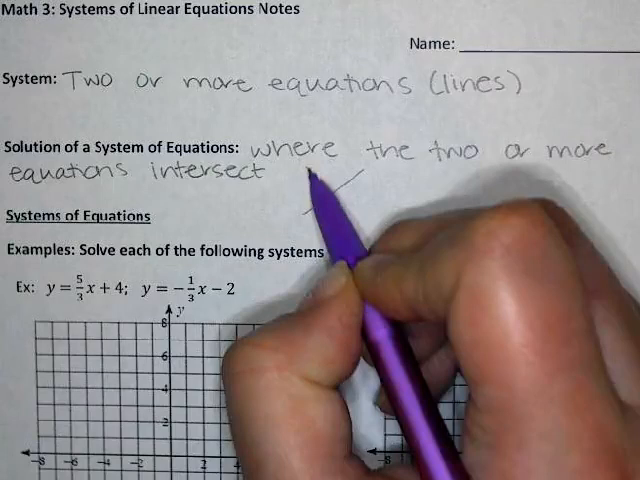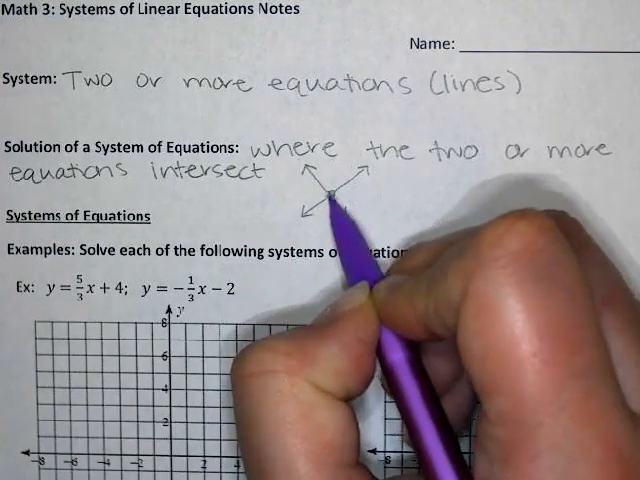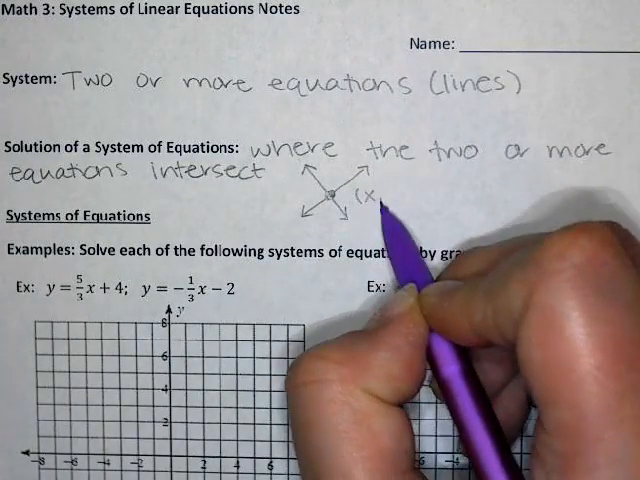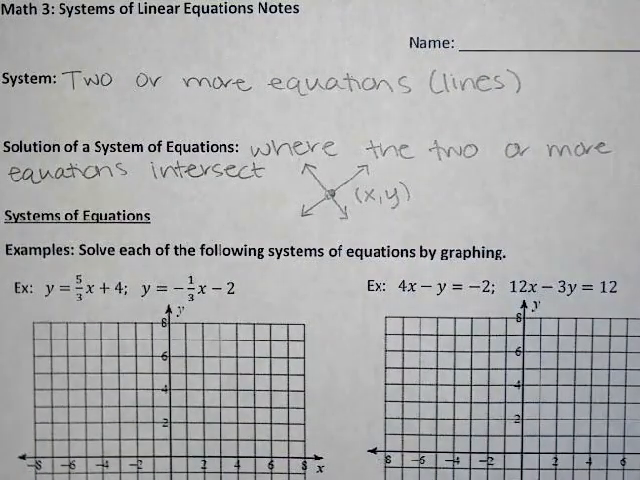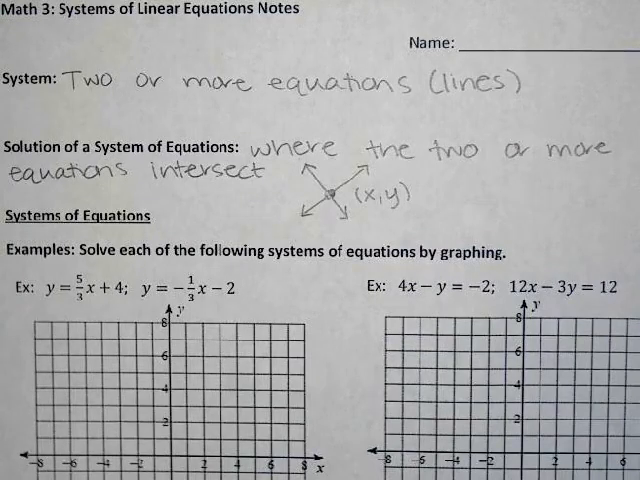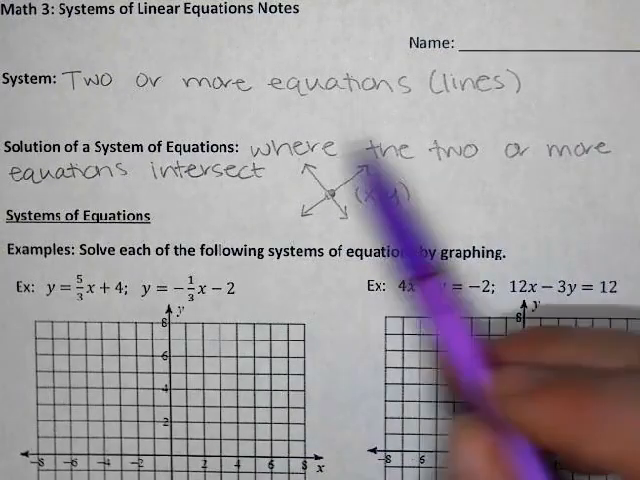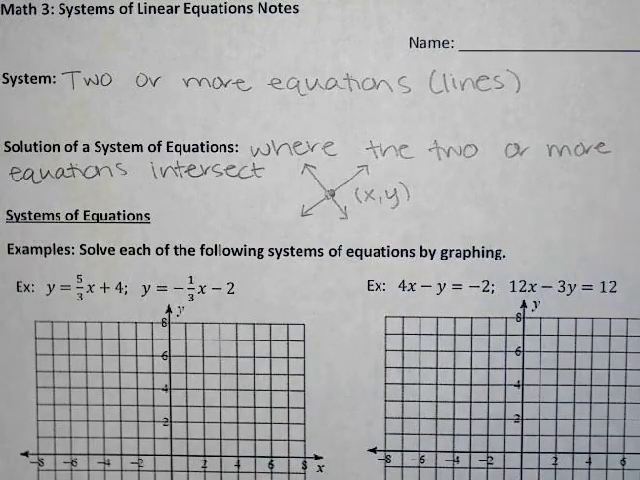So here's two lines. Here's where they intersect. And two lines always intersect at a single point. And we write that point down as x comma y. So a system is dealing with two or more equations, and then the solution of a system of equations is where the two or more equations intersect.